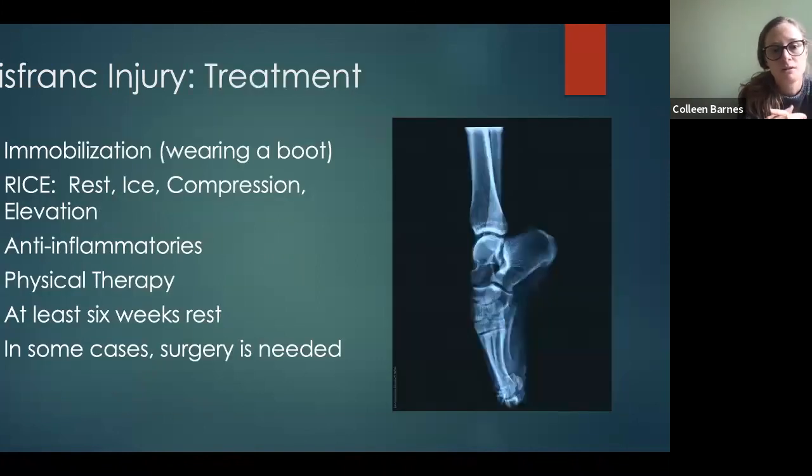Treatment for Lisfranc injury: immobilization, which is wearing a boot 99% of the time. RICE, which is again, rest, ice, compression, and elevation. Anti-inflammatory drugs like ibuprofen or naproxen. Naproxen has to be prescribed by a doctor. Physical therapy, that's definitely going to be in the mix. At least 6 weeks rest, because again, bones take 6 weeks minimum to heal fully. And in some cases, surgery is needed if the dislocation or fracture is really, really bad.